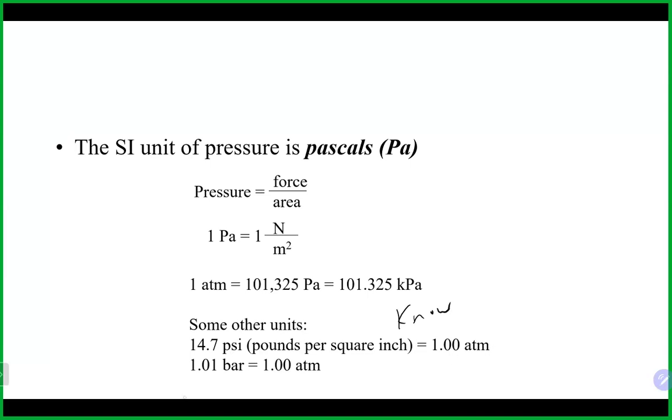And like I said before, this is one people don't use all that much anymore, but a bar is a unit. 1.01 bar is equal to 1 atmosphere. If you find some old books, a lot of times instead of atmospheres, they'll use bar as the unit of pressure. And again, it's fairly close, almost a 1-to-1 relationship with an atmosphere.